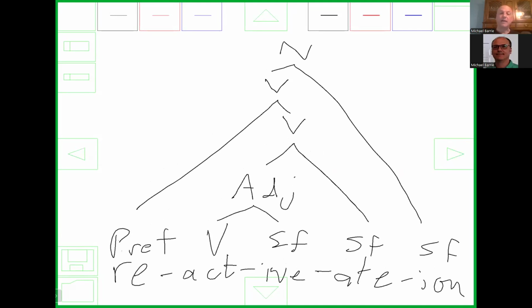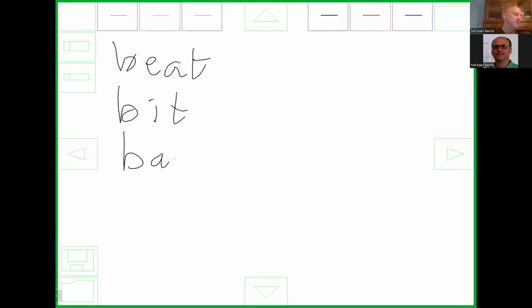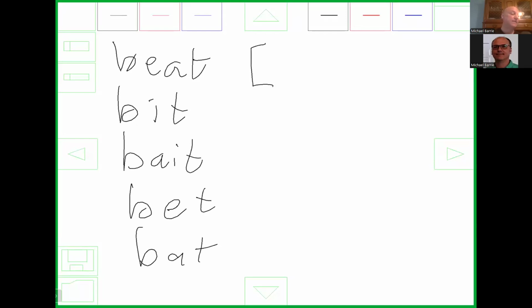Now we'll practice with some phonetics. I'm going to start with the front vowels in English because those are the ones that tend to be the trickiest. So beat, bit, bait, bet, and bat. Okay, so if we write these out phonetically, they look like this.